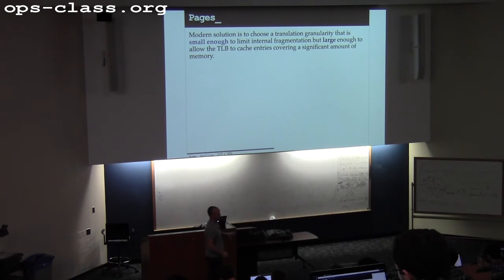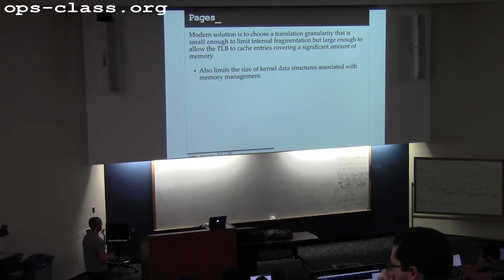But that's the trade-off. The smaller these units are, the less internal fragmentation there is, because I'm assuming that things that are close to each other in memory are related, which is normally true. A structure, an array, access to them are clustered. As they get bigger, though, they allow me to map more and more memory using a fixed size cache.